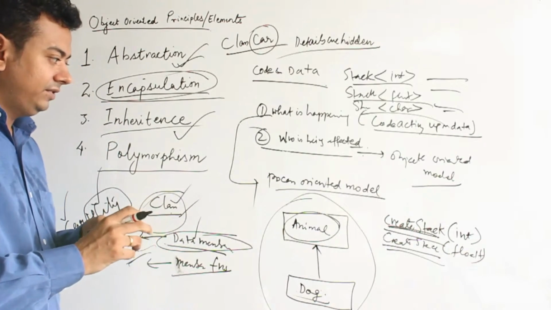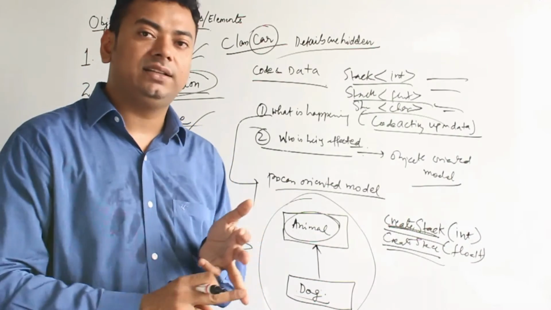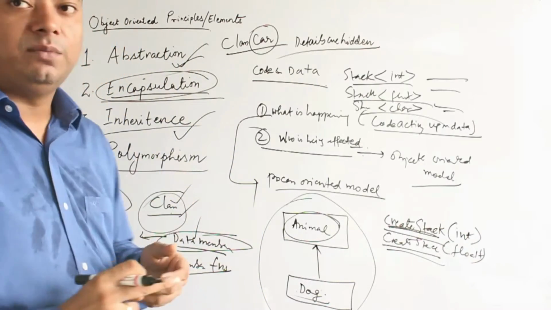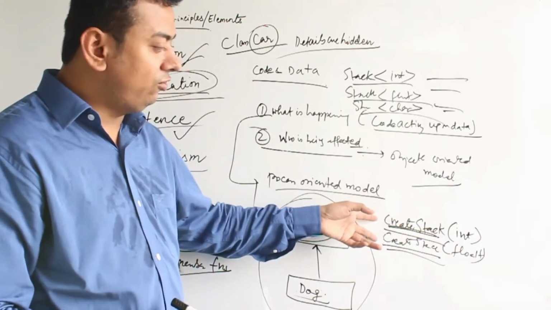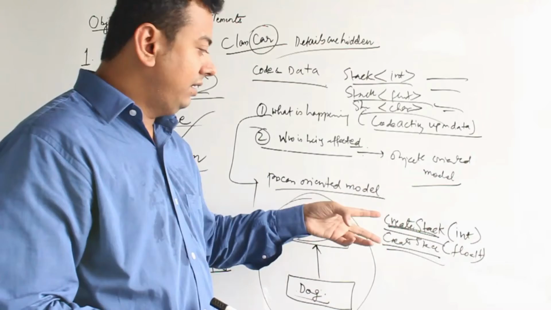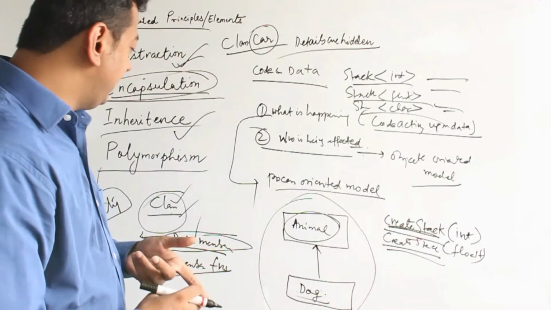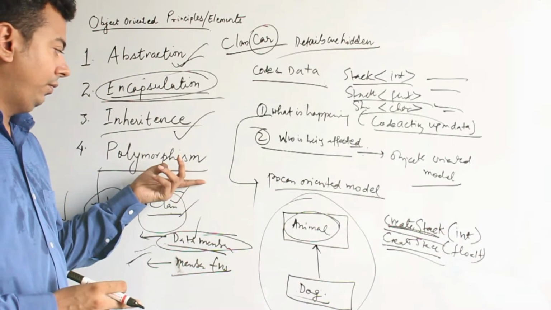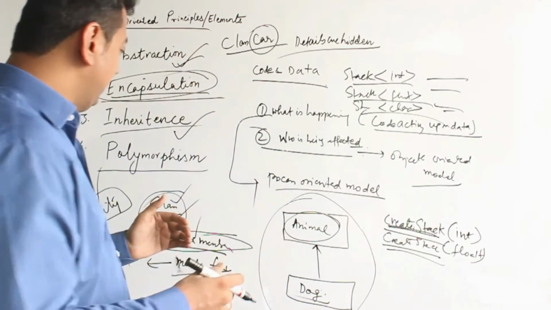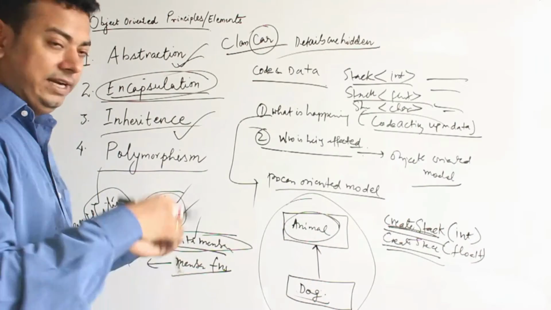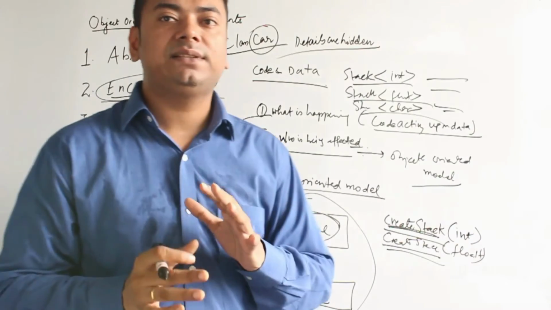There are two types of polymorphism: static polymorphism and dynamic polymorphism. In static polymorphism, we do operator overloading and function overloading, and that comes into the picture at compile time only. During runtime, there are virtual functions and the late binding concept. I'll explain that later. Just understand that polymorphism means many forms.